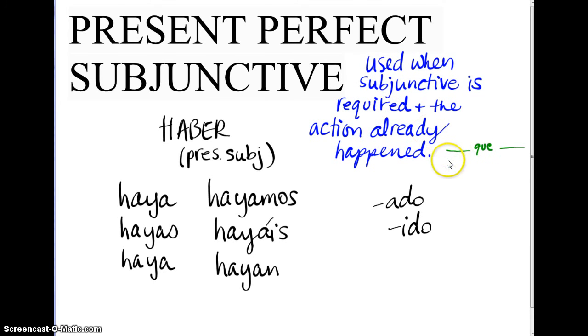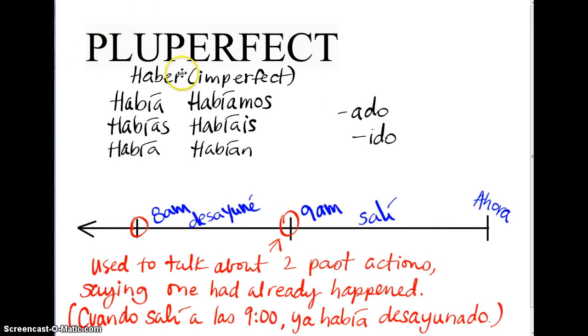And so we have a clause where something requires subjunctive, there's the connector, which is que, and then this action that comes after the que has already happened. It's a past action. The last one you learned was the pluperfect, where we use haber in the imperfect tense as a helping verb. So había, habías, había, habíamos, habíais, habían, followed by the past participle again.